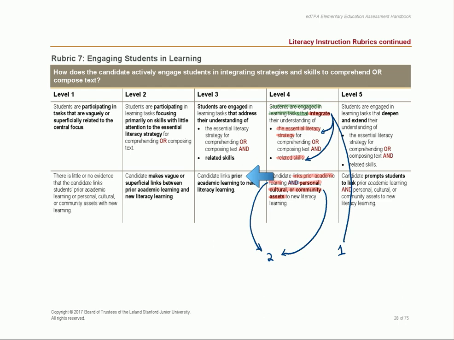Okay, so this is the next level up, and you can see that there's an addition here in the bottom part. Whereas in 3, candidate links prior academic learning to new literacy learning. Under 4, candidate links prior academic learning and personal, cultural, and community assets to new literacy learning. So this is the 2-part piece you need. What did kids bring to this learning segment from their prior schooling, and what do they bring in their persons based on who they are, where they come from, what kind of person they are, their community and cultural assets. So that's the distinction between a 3 and a 4. So you should be shooting for a 4.